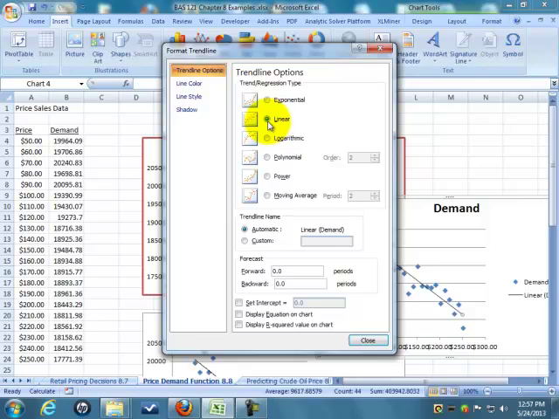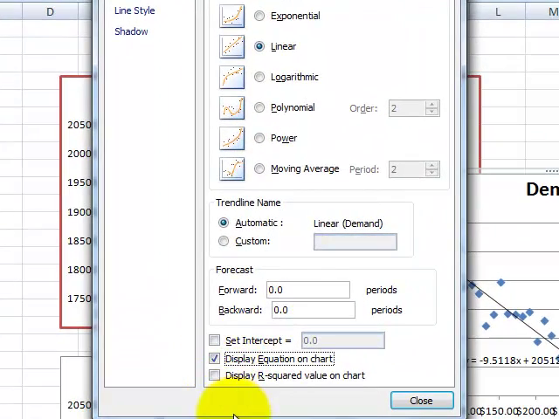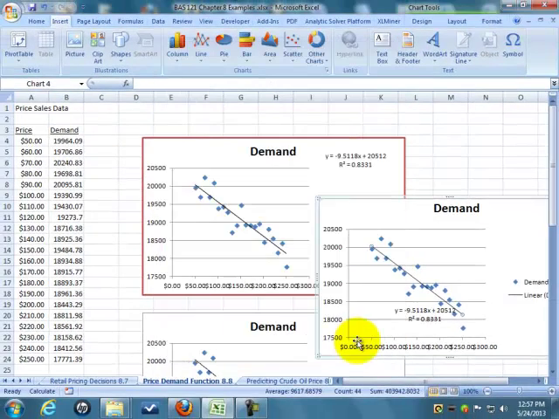Let's try a linear function and let's check these. Display the equation, so it tells us what it is, and display the r squared, which is our correlation coefficient, so we know if we have a good correlation or not. So I slid these up here so I can look at them. There's a linear function which says y is equal to negative 9.5 and some data times our x, and our x in this case is price. So it tells us the price will predict the quantity demanded, plus 20,512.